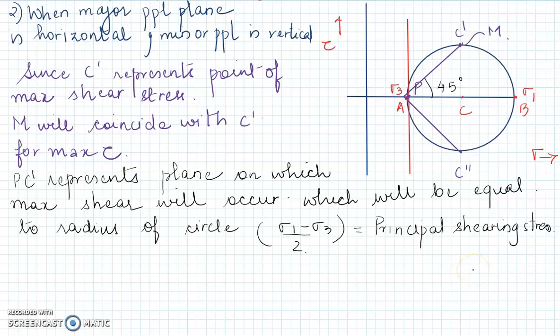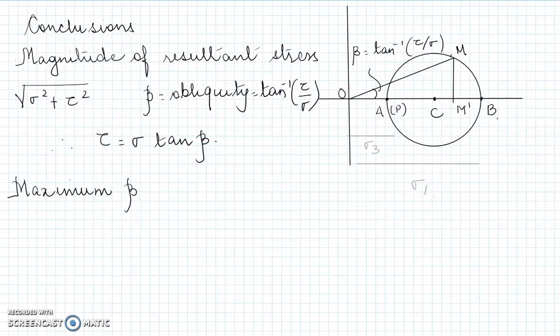Now, also maximum shear stress will be on which plane it will act. So this maximum principal shearing stress or maximum shearing stress will act at 45 degrees to the principal plane, major principal plane. Okay, there are some more conclusions which can also be drawn from this circle. Let's study which are those.